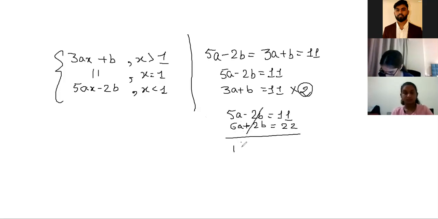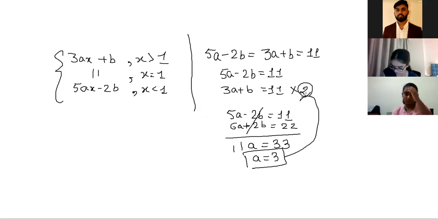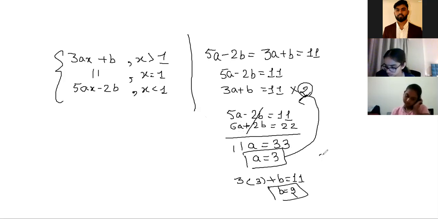Adding them, the b terms will cancel out. 11a will be equal to 33, so a will come out equal to 3. And if we substitute this value in any of these equations, suppose I'm putting it in the second equation, we'll get the value of b as 11 minus 9, which is 2. So the values of a and b are 3 and 2 respectively. Is it clear?